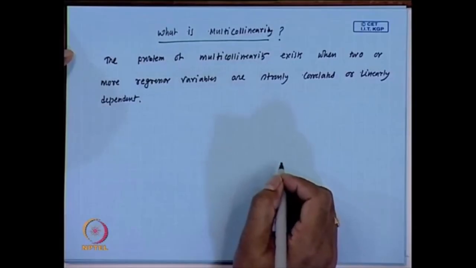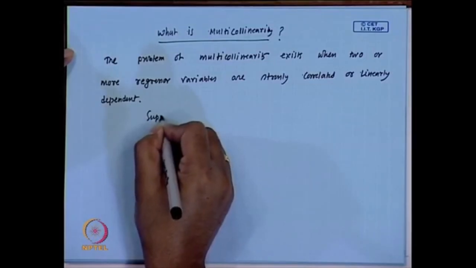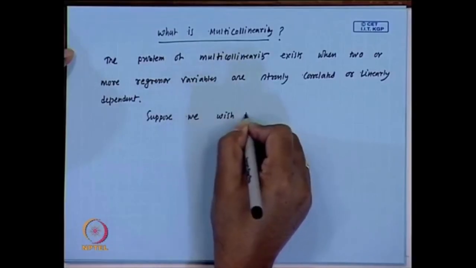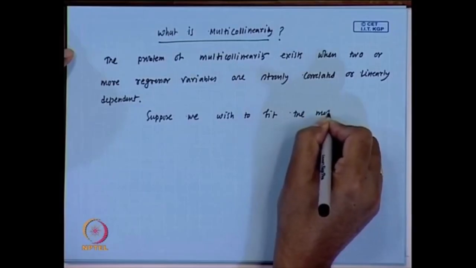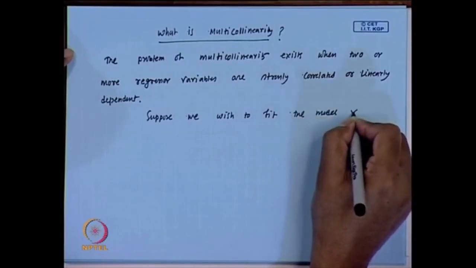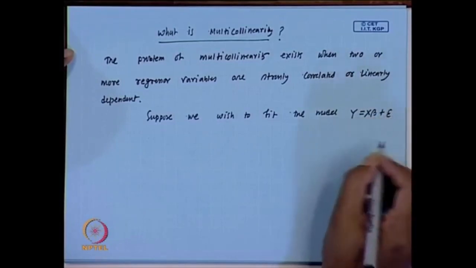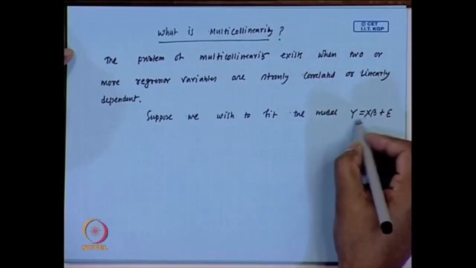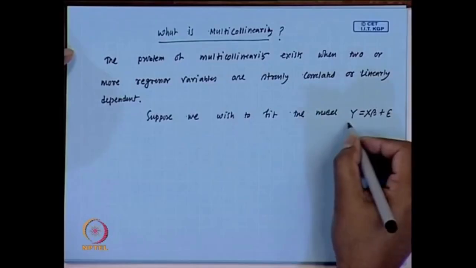Okay, suppose we wish to fit the model y equal to X beta plus epsilon. This is the matrix form of multiple linear regression, and there are k minus 1 regressors and one response variable.